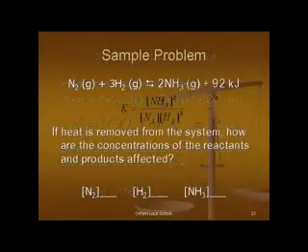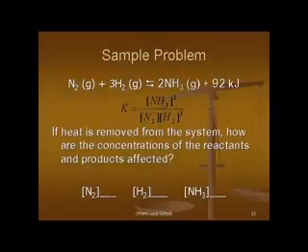Well, another sample problem. Let's look again at the Haber process. N2 plus 3H2 yields 2NH3 plus 92 kilojoules of heat. If heat is removed from this system, how are the concentrations of the reactants and products affected? Pause the podcast, answer the question, then resume, and let's see how you did.